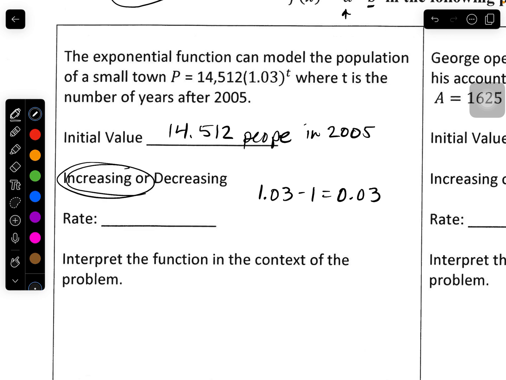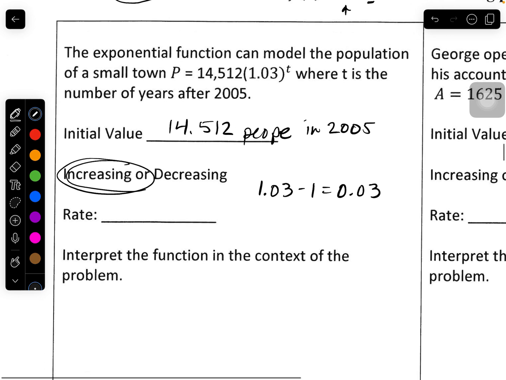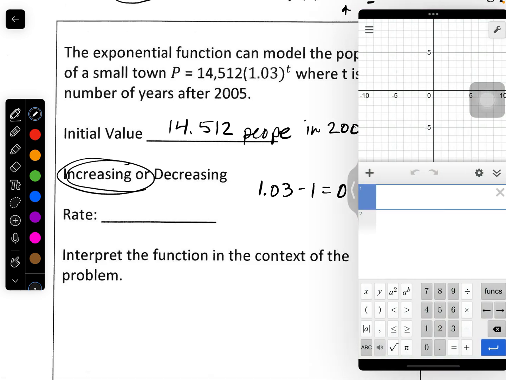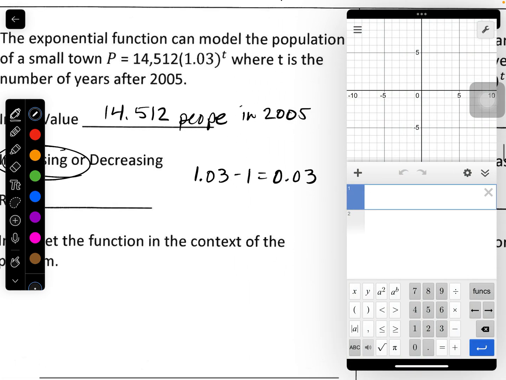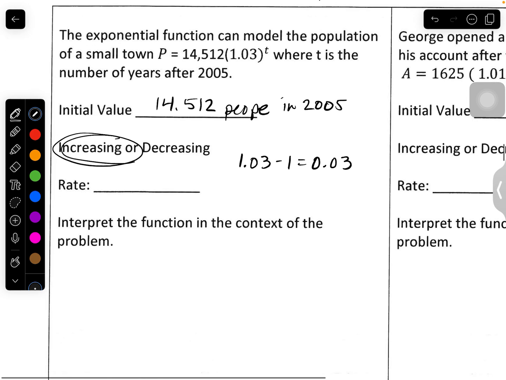When we change a percent to a decimal, we divide by 100 because that's what percent means. But if I want to know what percent a decimal is, we multiply by 100. And we can see that 0.03 is equal to 3%. We'll do 0.03 times 100 is 3. So the rate here is 3%.